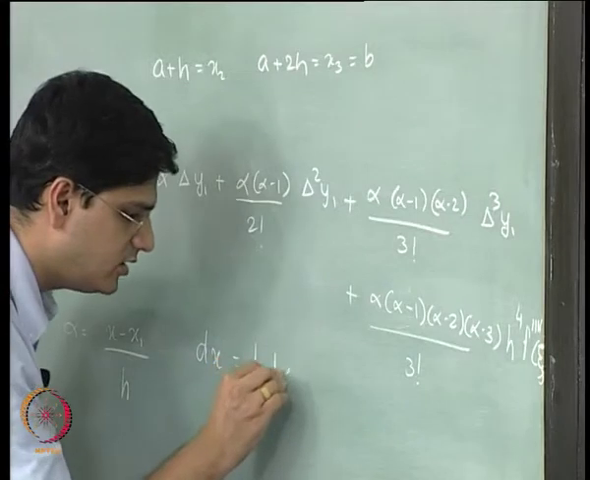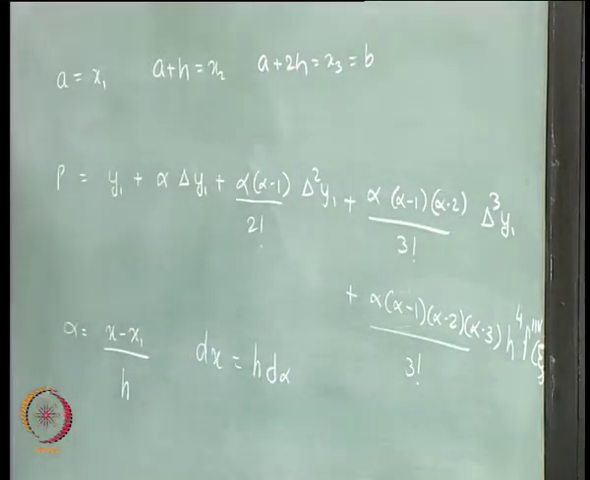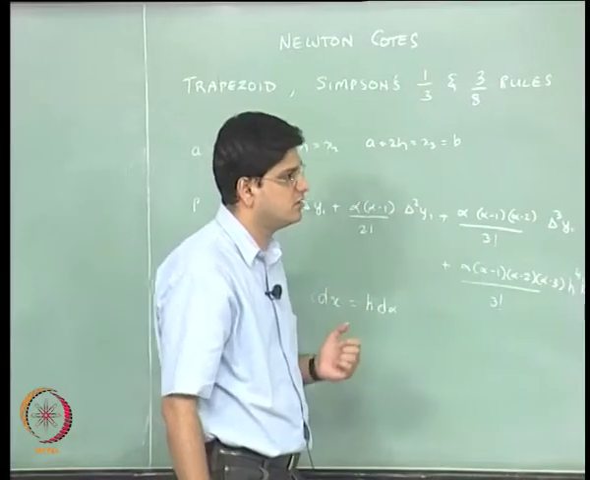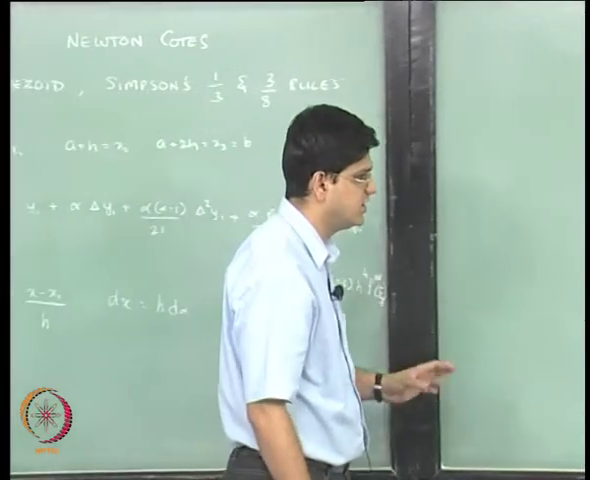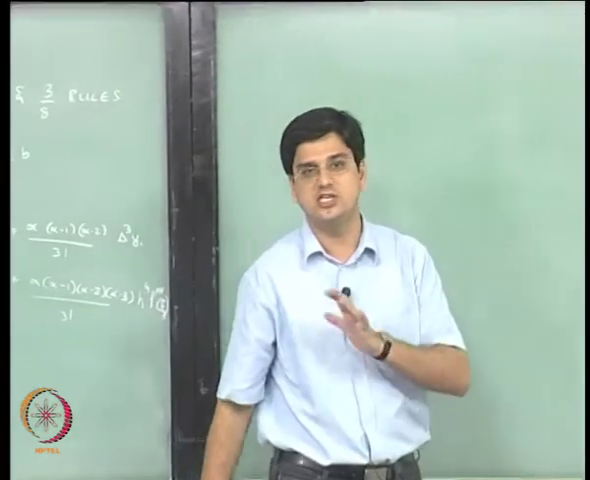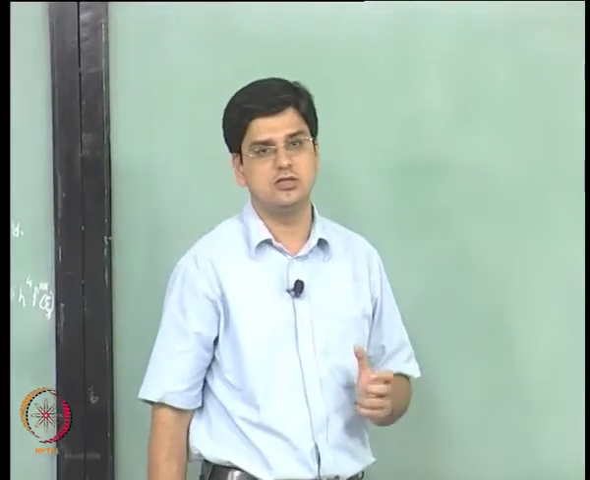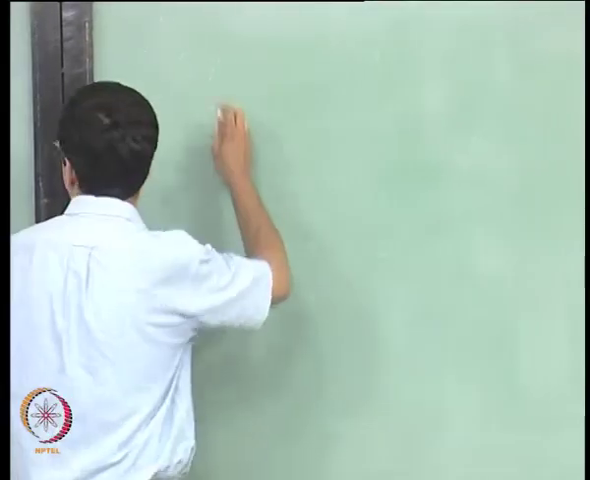So that is the definition of alpha, and therefore when we differentiate this equation we will get dx is equal to h d alpha. Again, this is something that we have done in the previous lecture. It is not something that is new in this particular lecture. What we are actually going to do is see what happens when we apply the same methodology to the Simpson's 1/3 rule.